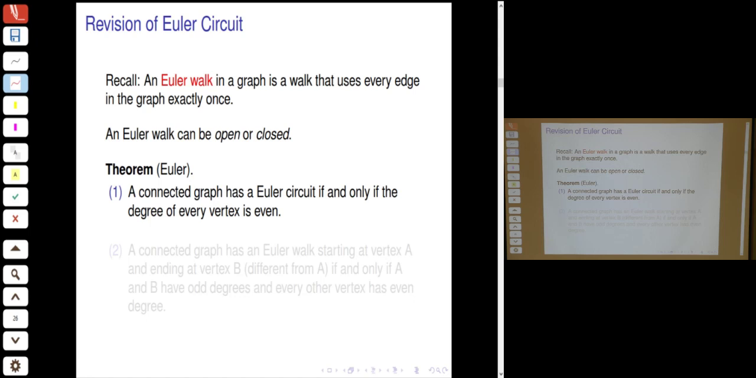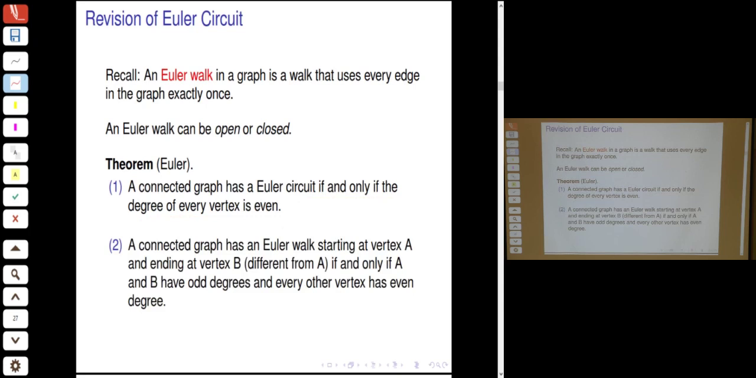So a connected graph has an Euler circuit if and only if the degree of every vertex is even, and a connected graph has an Euler walk starting at a vertex A and ending at a vertex B different from A, if and only if A and B have odd degrees, and so the starting and the ending vertex have odd degrees, and every other vertex, which is different from the starting and ending vertex, has even degree.